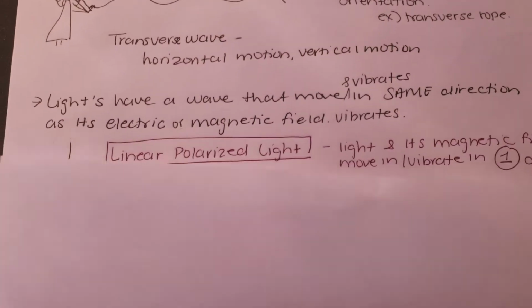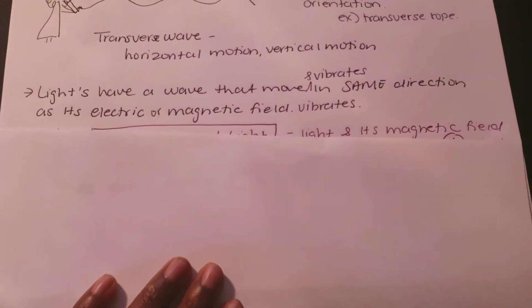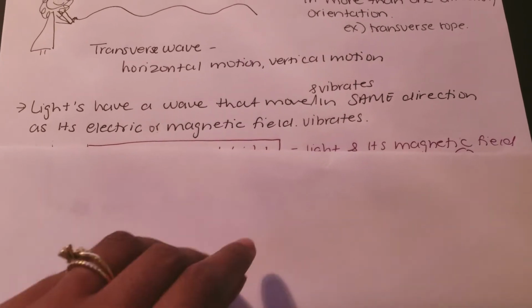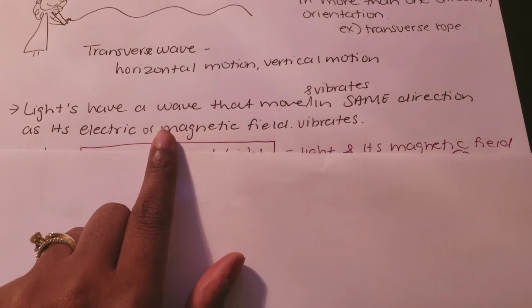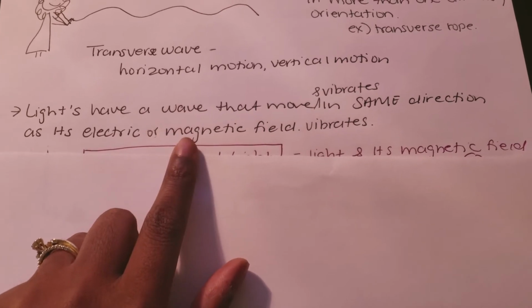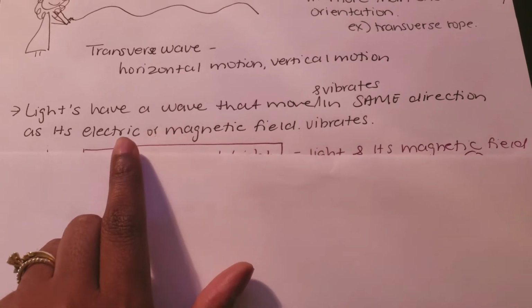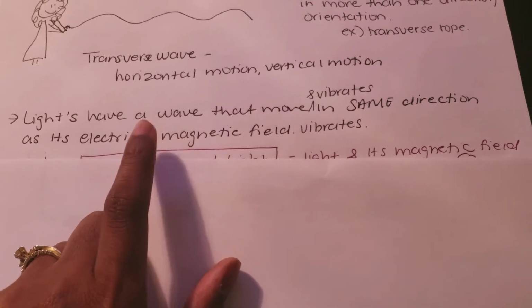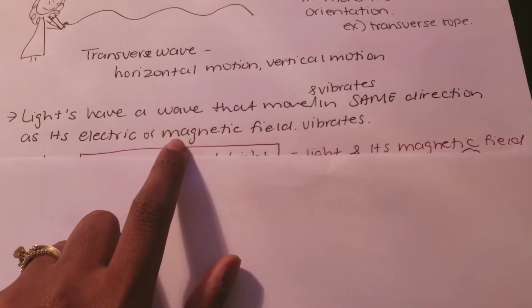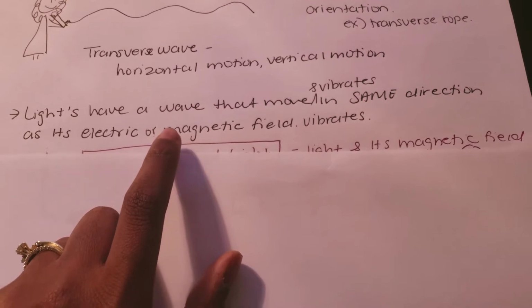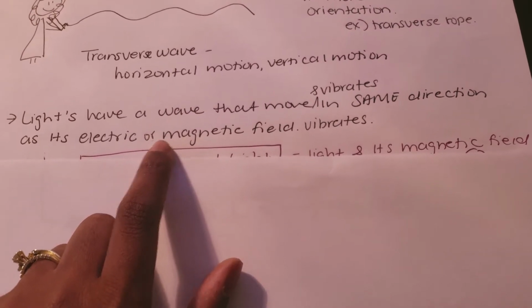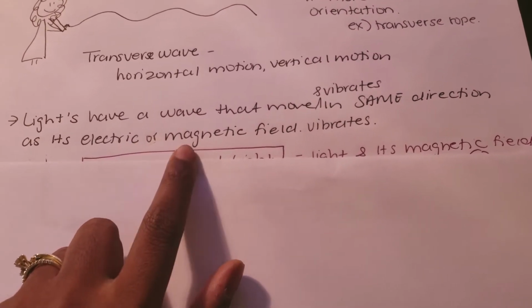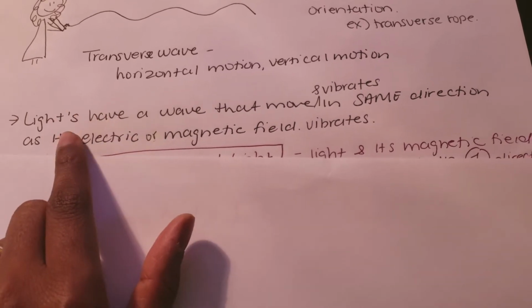Now let's move on to what exactly happens when we have a light wave. When you have a light wave and it's vibrating and moving, it's going to move in the same direction as its electric field or its magnetic field. The light wave is going to move or vibrate with the same kind of vibration as the electric field or the magnetic field of the light's wave.